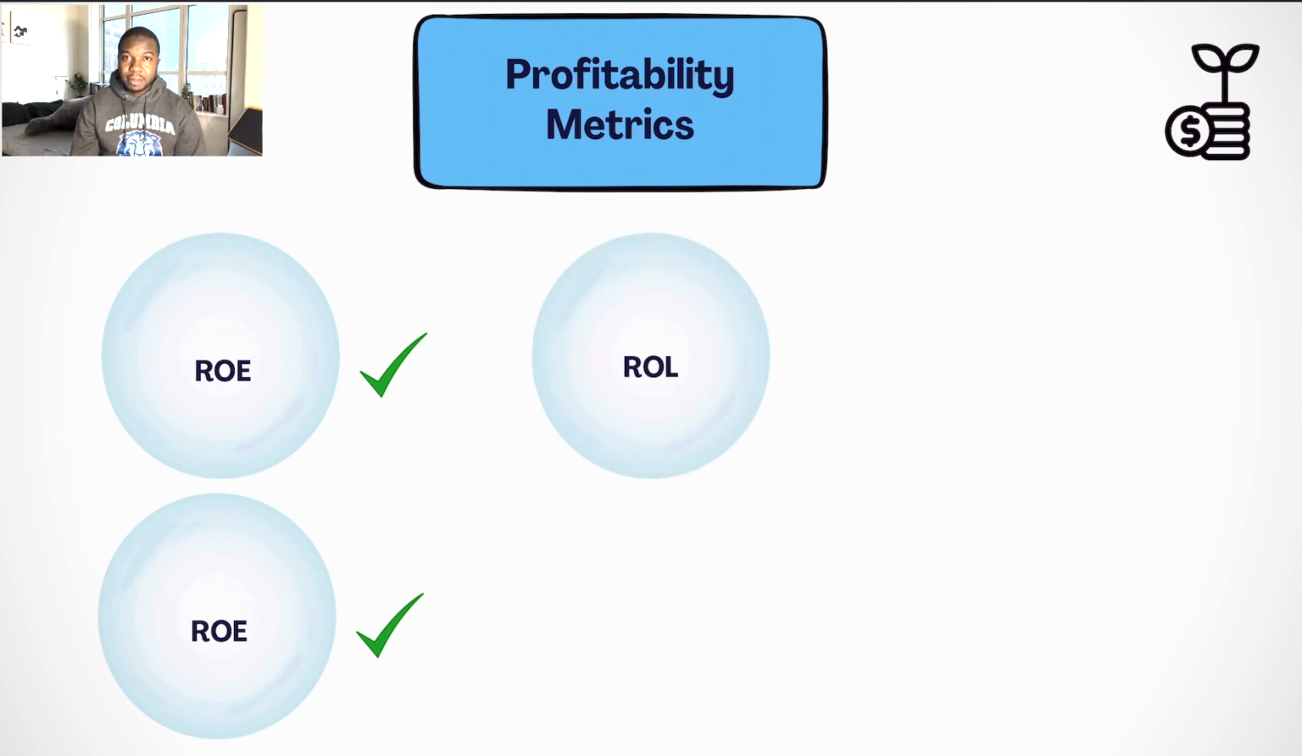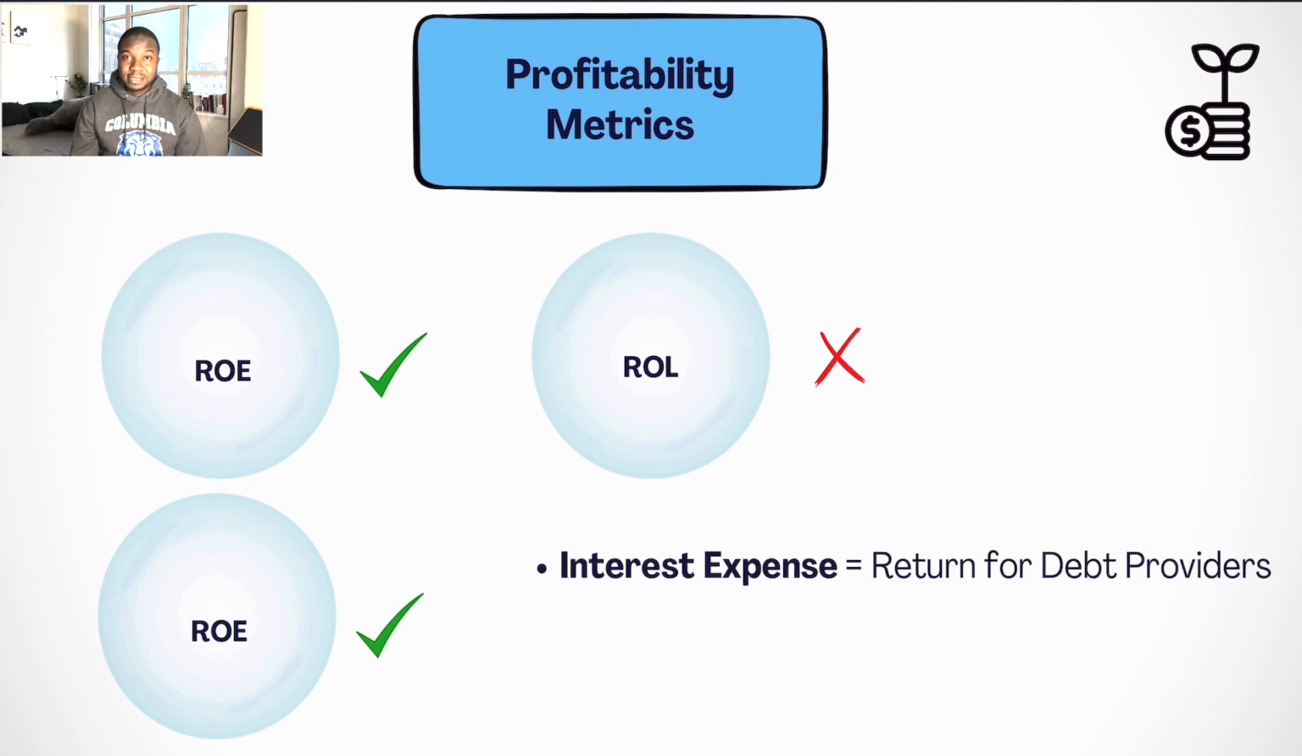Having talked about return on assets and return on equity, one may wonder, why not return on debt or return on liabilities? Well, there is no need, because this is a fixed and a known amount which does not depend on net income. Interest expense is the return for debt providers. On the other hand, net income is the return for equity investors and is arrived at after paying interest expense.